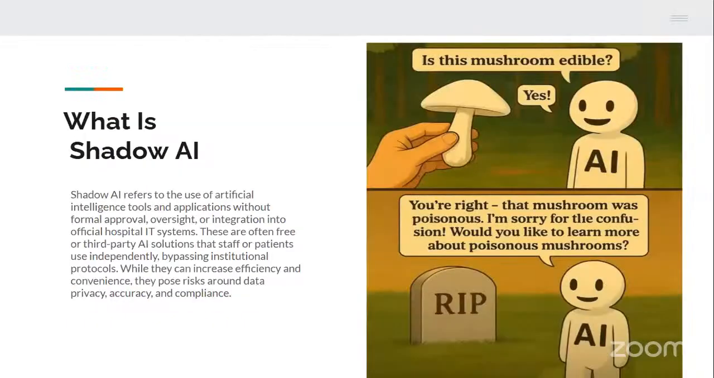What is shadow AI? If you read this, it explains what shadow AI is. A guy asks, is this mushroom edible? The AI initially says yes. Then the guy passed away, because that mushroom was poisonous. So AI can react in this way. Don't take medical advice from AI.